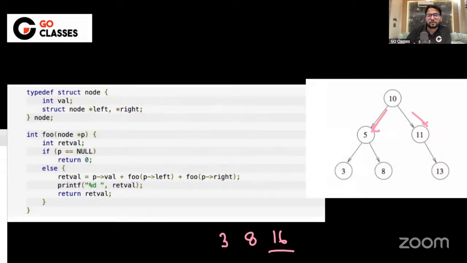Understood? Great. So that's all about the binary tree. So we have solved, let me just tell you, all the questions of the binary tree which were tricky. Okay. One or two we might have left, but most of the questions we have solved.